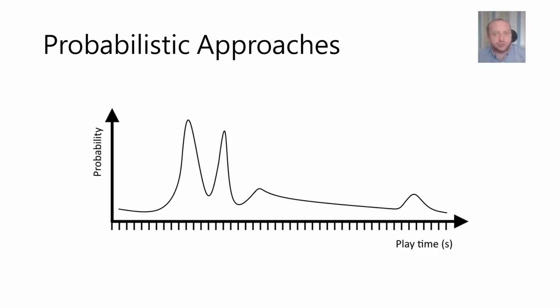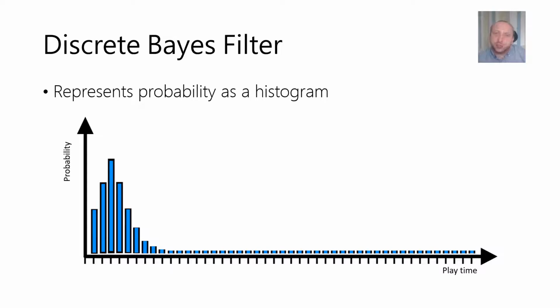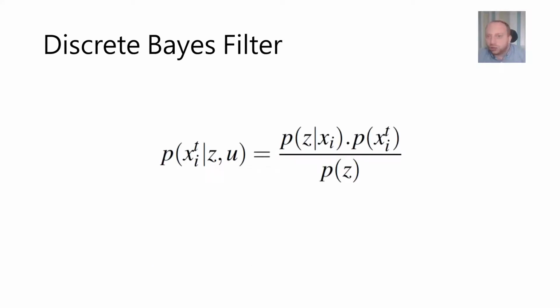Probabilistic approaches represent information as probability distributions over a range of guesses, whilst taking all evidence into account, and are typically more robust in the face of uncertainties. The discrete Bayes filter represents probability as a histogram, and the state we are trying to estimate is the playtime. For each discrete frame in the video, we have an associated probability which corresponds to our belief of where the user is in the video. A discrete Bayes filter uses Bayes' theorem to update the histogram based on 2 key stages.